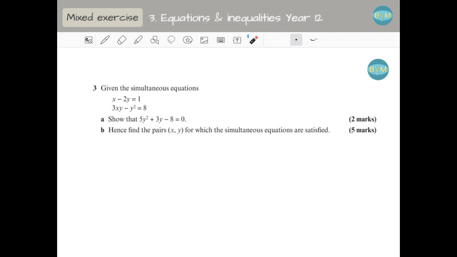Hello, this is question 3 on your mix exercise 3 from year 12. You have these simultaneous equations. One is linear, one is quadratic, and we had to show this happens, yeah? And this is a quadratic in y.